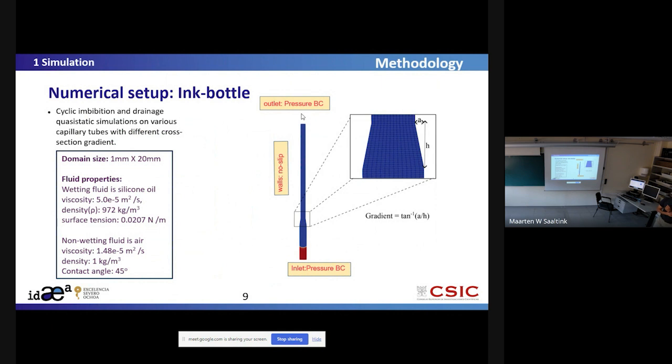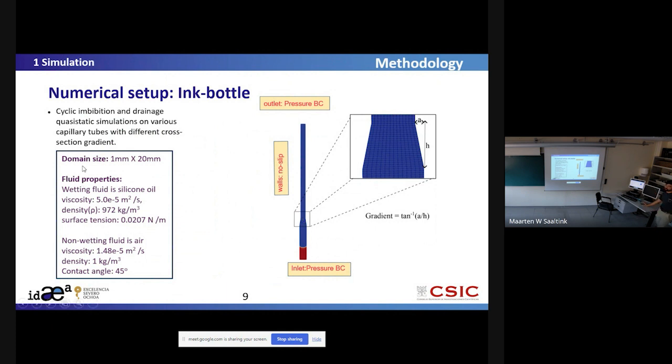So after we verify our numerical solver, we then set up our problem. We are interested in doing cyclic imbibition and drainage. We do numerical simulation in many different capillary tubes with varying cross-section gradients. What it means is we only vary the gradient. So we start with a very flat tube, and then we gradually increase the gradient.